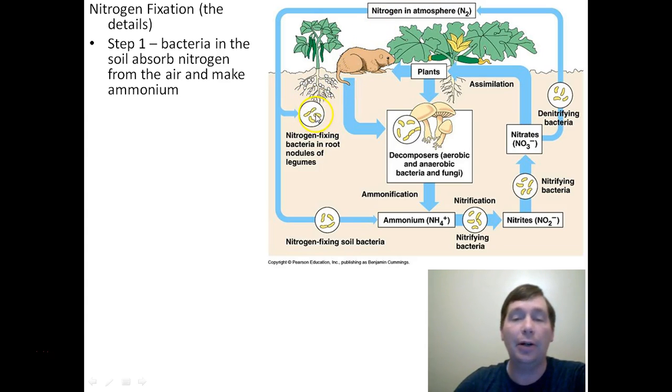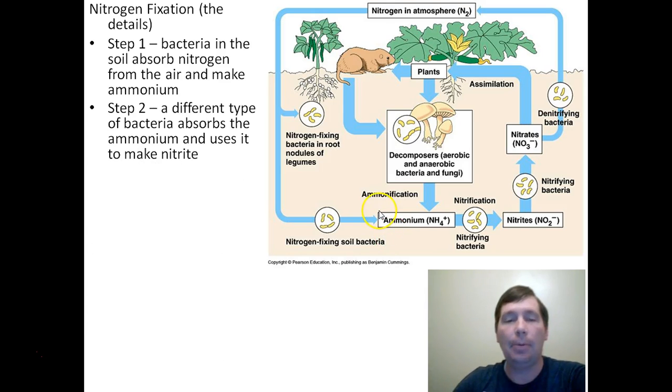So these bacteria that live in the soil absorb nitrogen gas out of the air, and they use it to make ammonia. You can see it right here. So the nitrogen is absorbed out of the air, these bacteria absorb it, and then they use it to make ammonia. That's one type of bacteria.